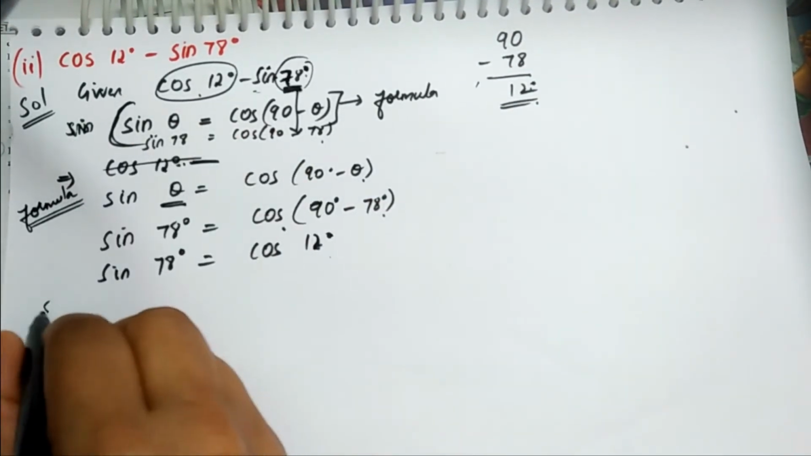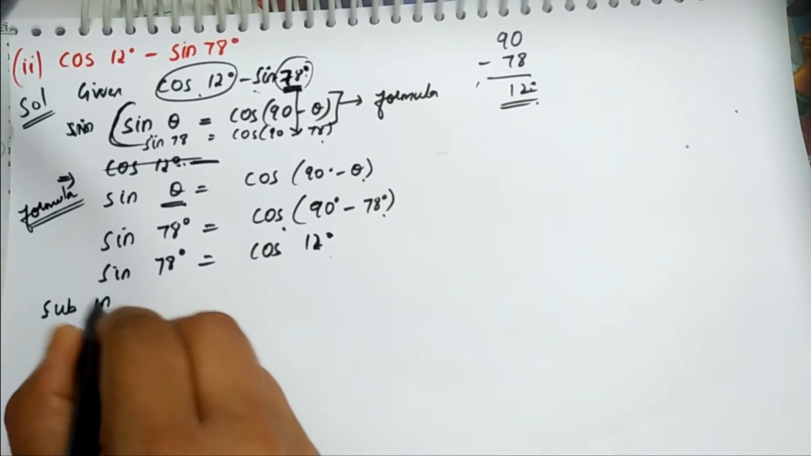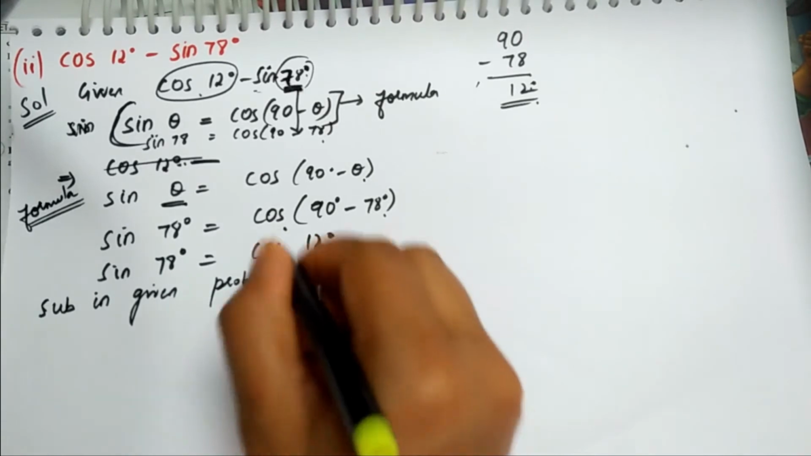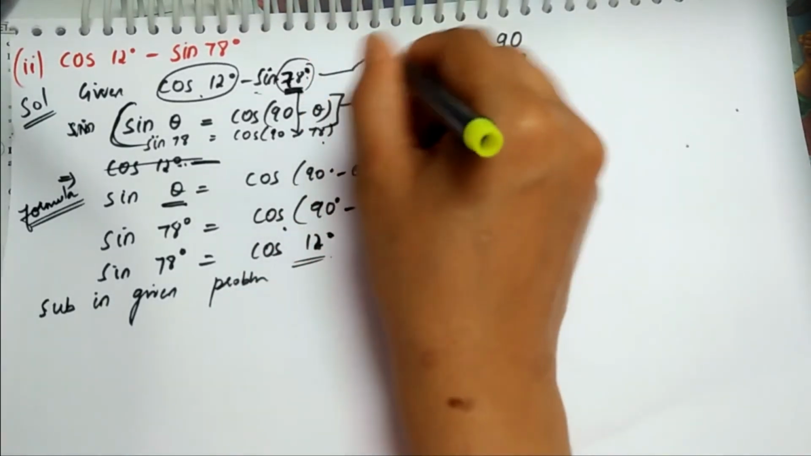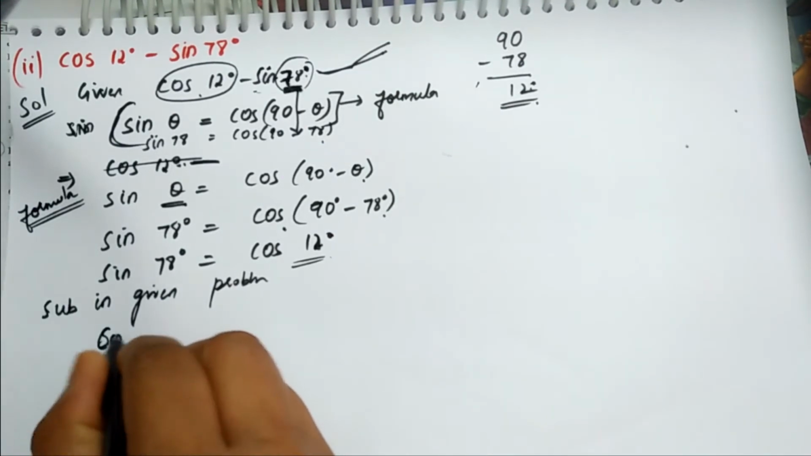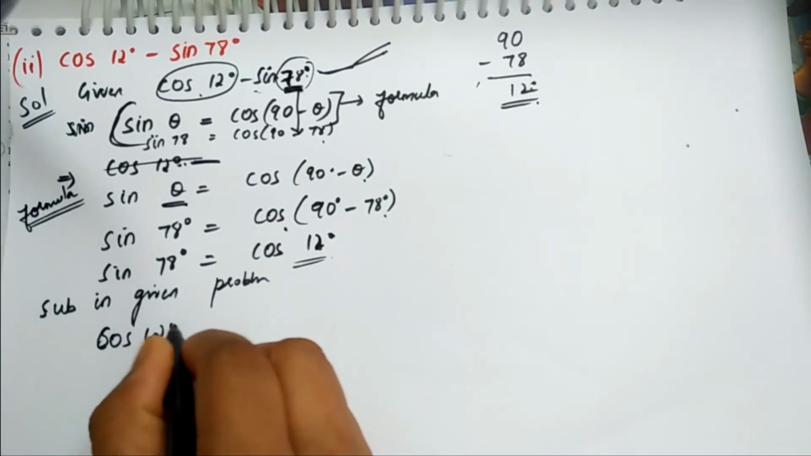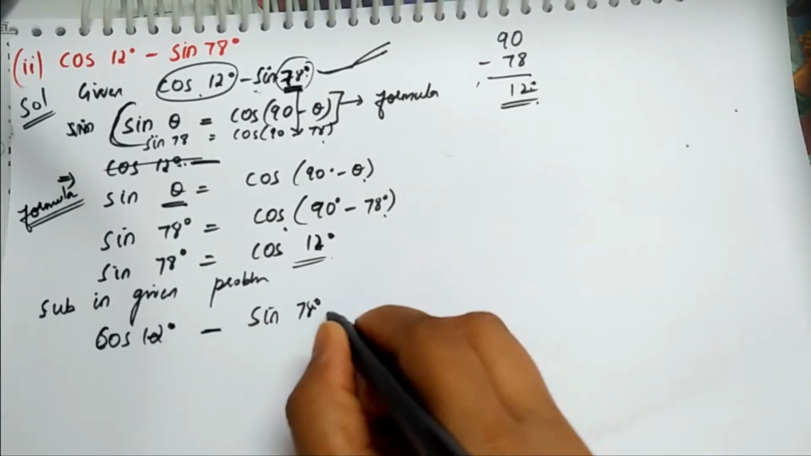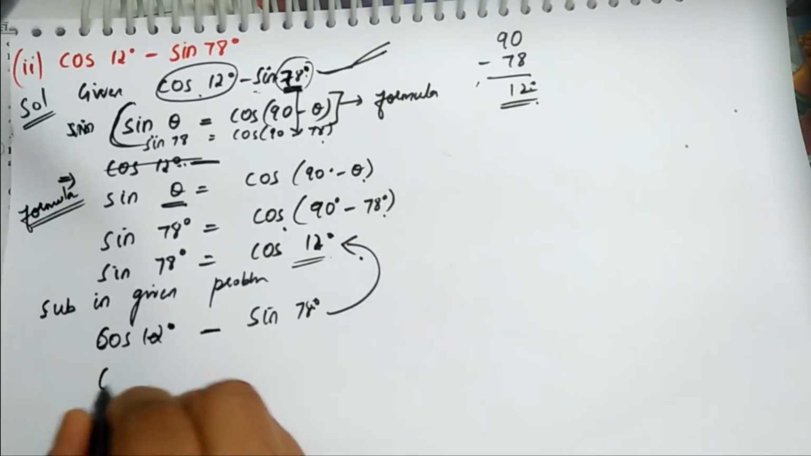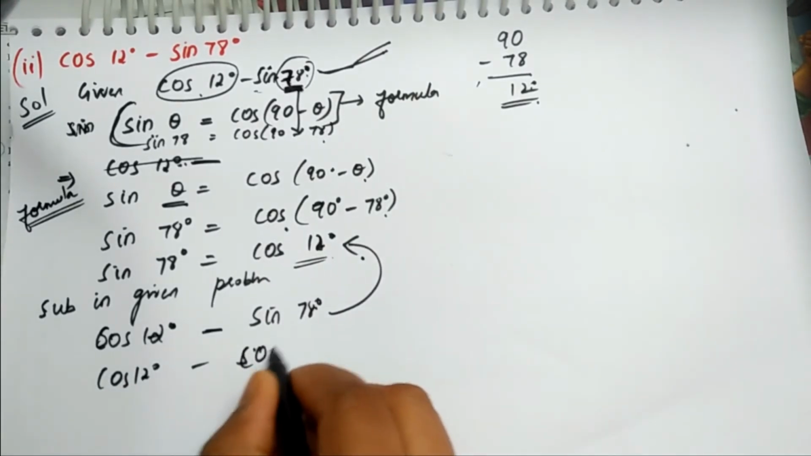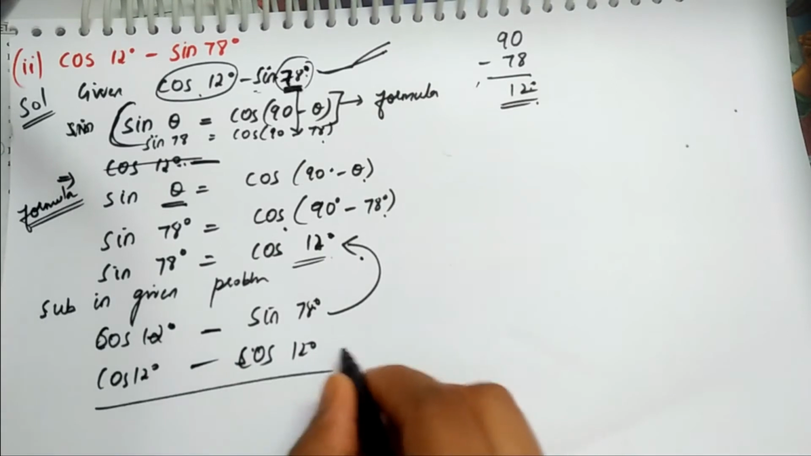Now we are substituting in the given problem. What is given here? It's given here: cos 12 degrees minus sine 78 degrees. We got sine 78 as cos 12, so cos 12 degrees minus cos 12 degrees, and the answer is 0.